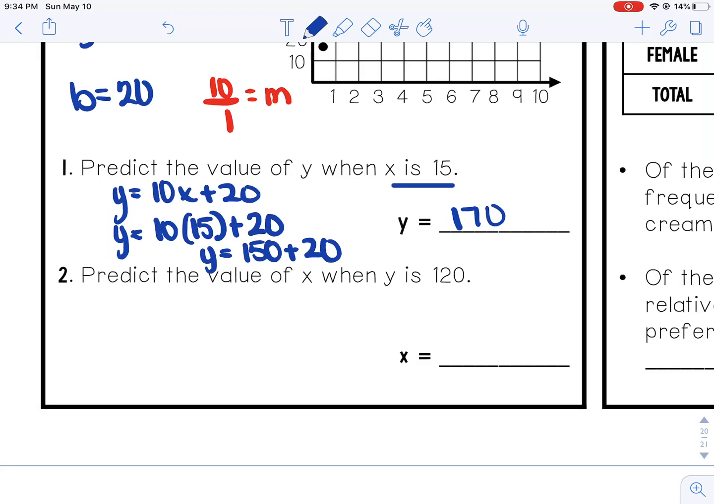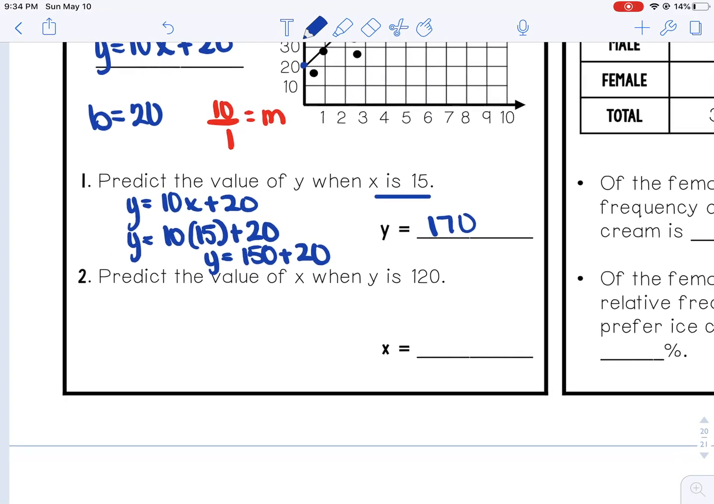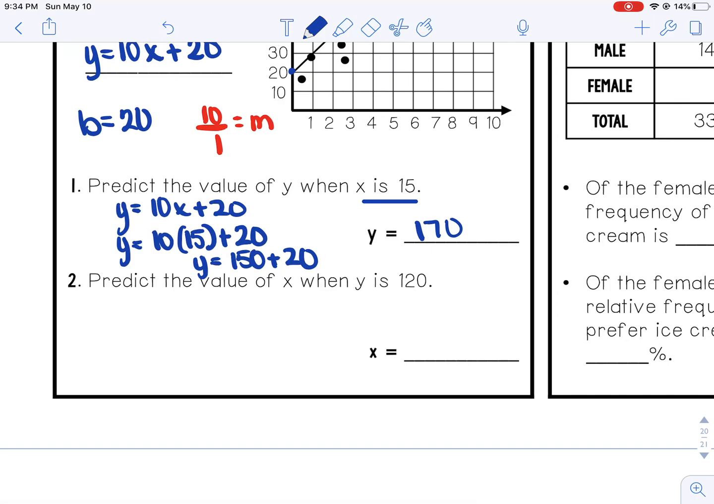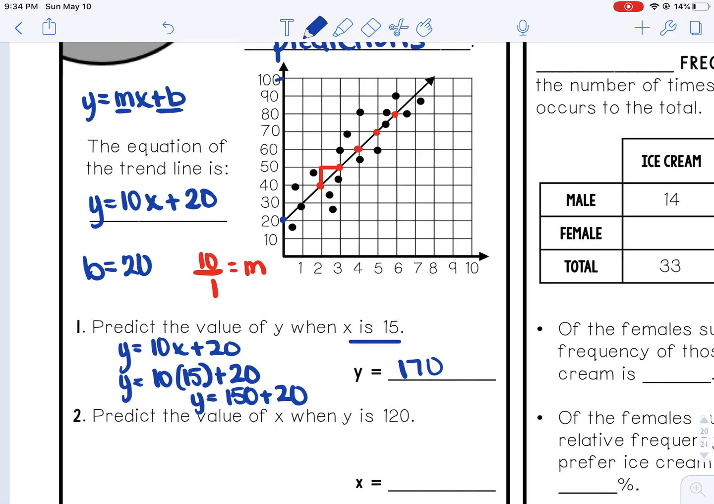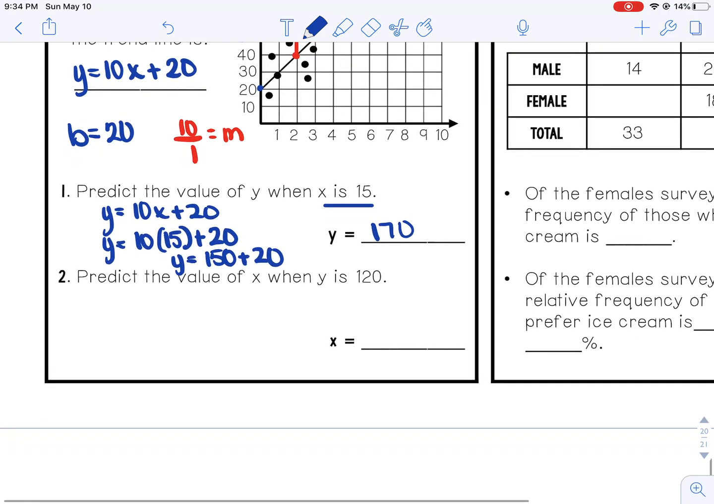The next question says, using that same equation, let's predict the value of x when y is 120. Our graph, you can see, only goes up to 100. Let's see what it would be when y is 120. So I'm going to replace y with 120. I don't know what x is.